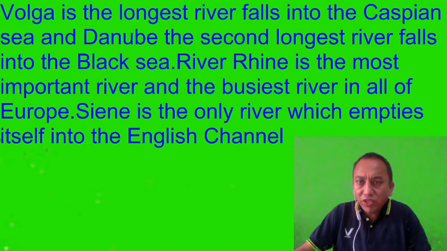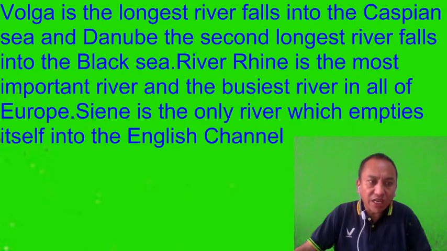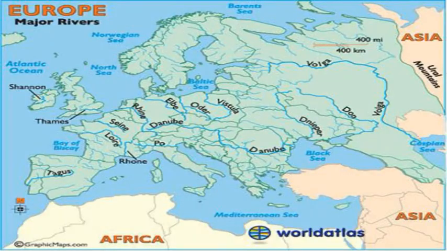Volga is the longest river, which falls into the Caspian Sea, and Danube, the second longest river, falls into the Black Sea. River Rhine is the most important and busiest river in all of Europe. Seine is the only river which empties itself into the English Channel. So we can see the rivers of Europe there.